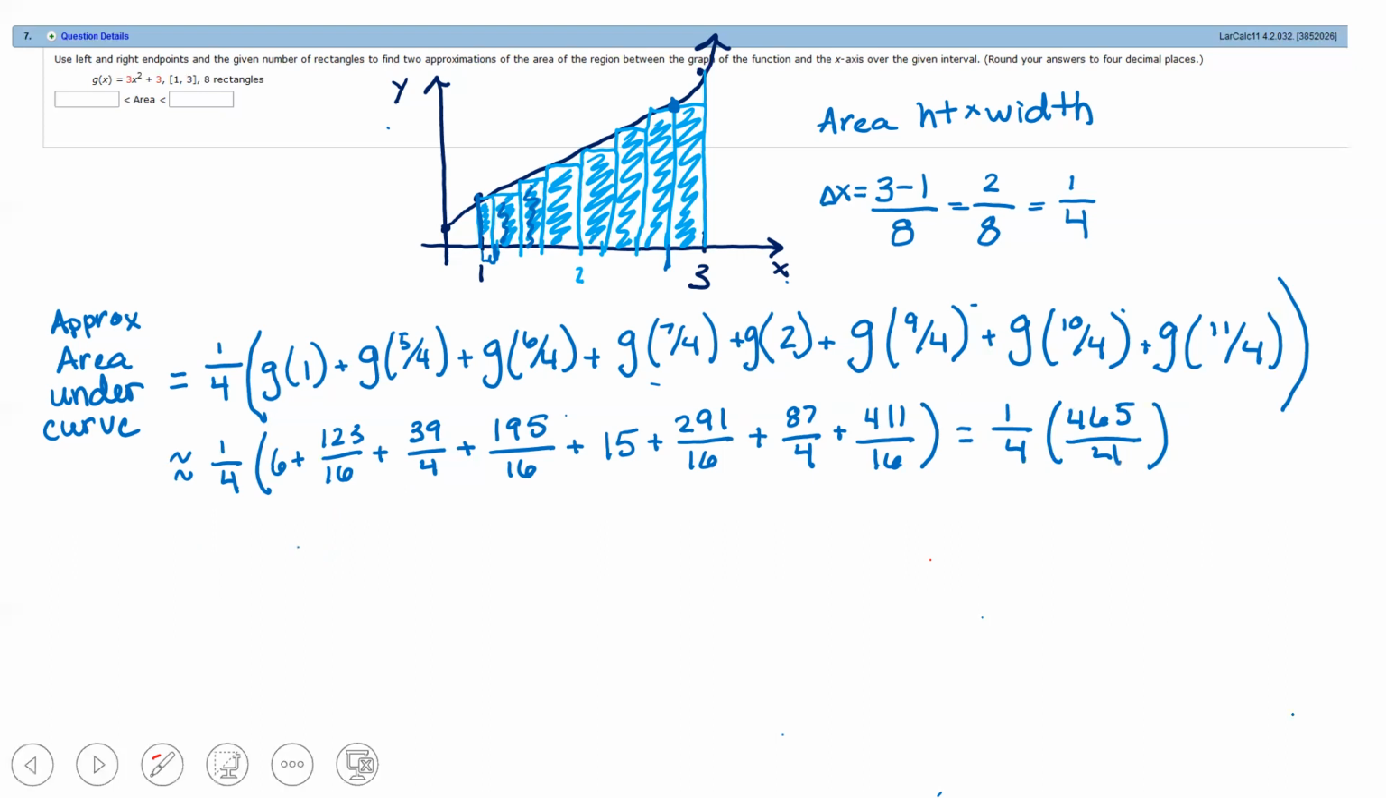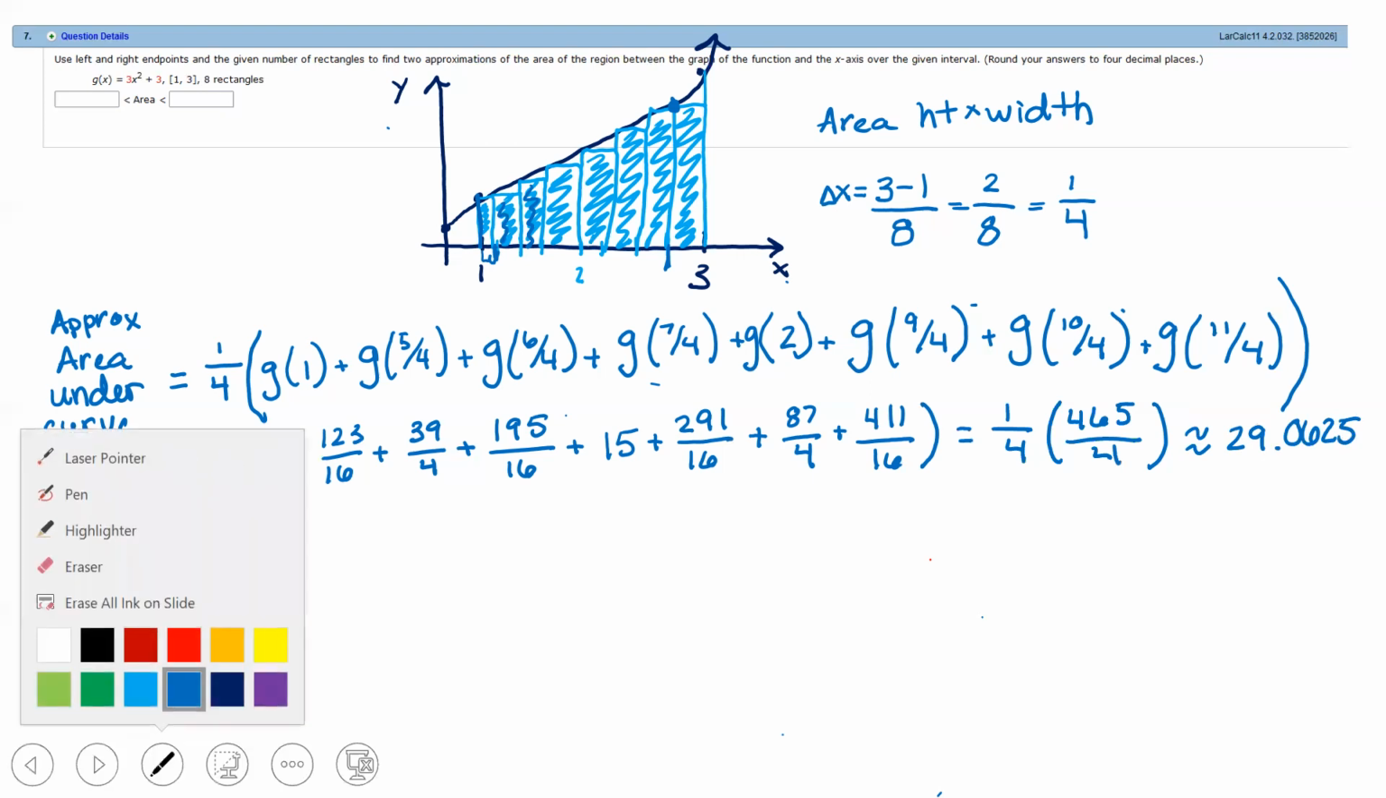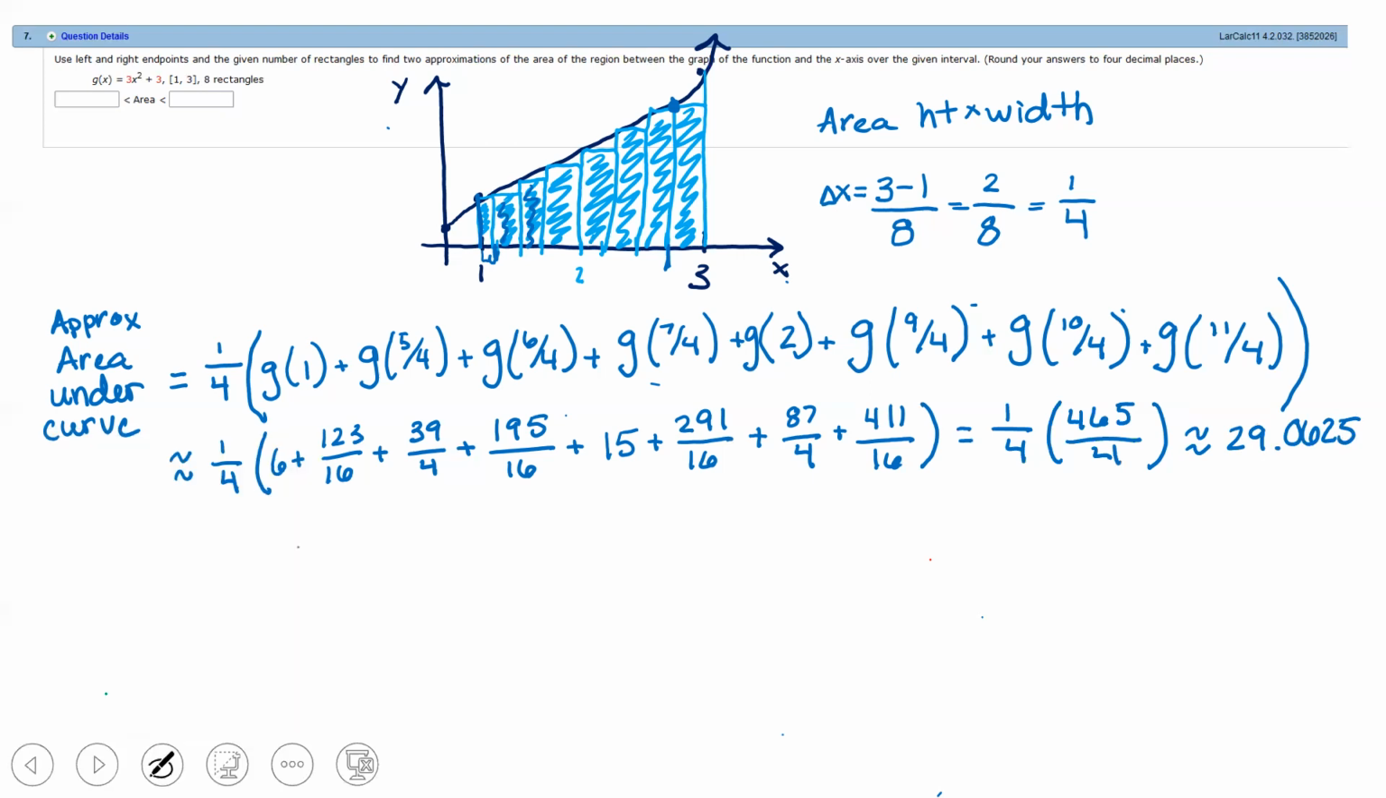And so when we do that, we get approximately 29, and it says to round to 4 decimal places, which is exactly 29.0625. Okay, so let's go ahead and then do the right-hand side.